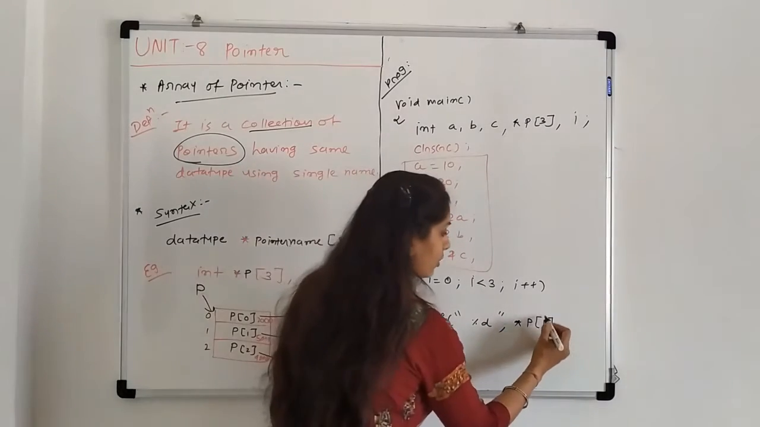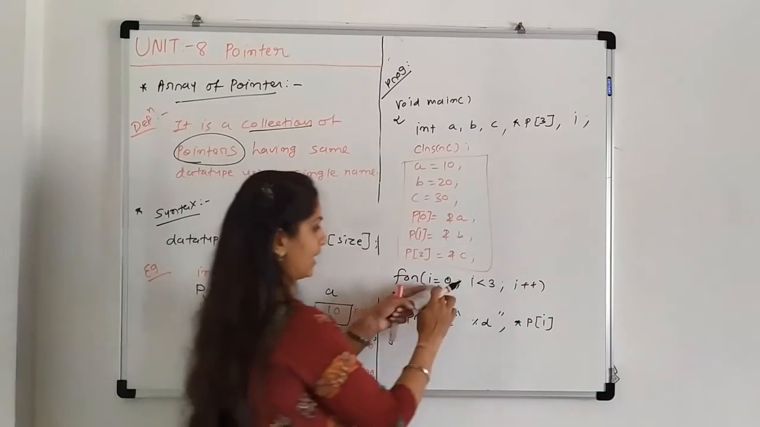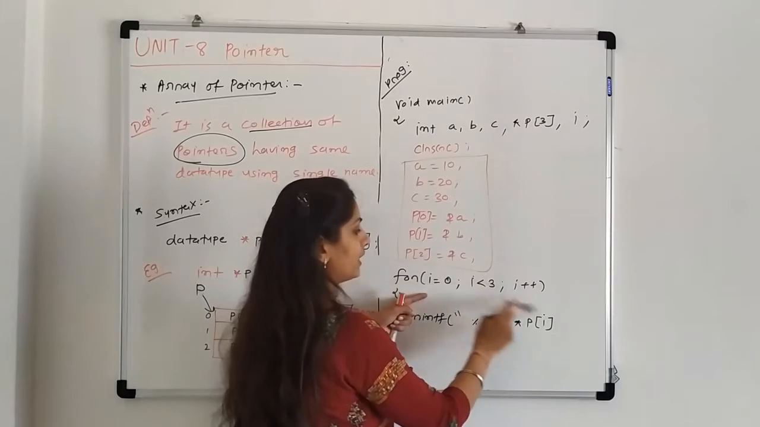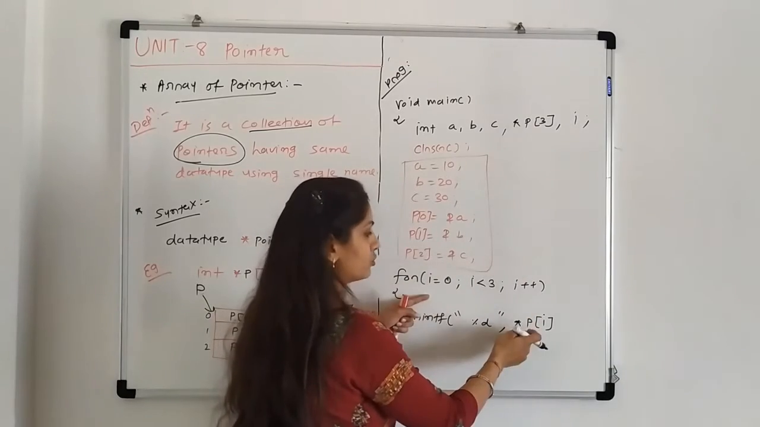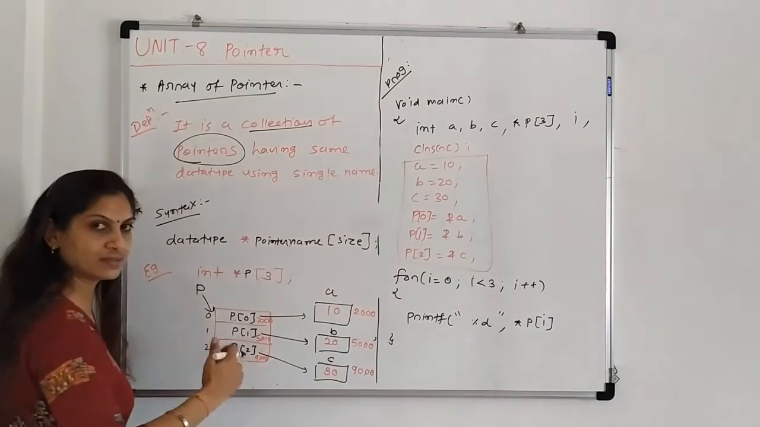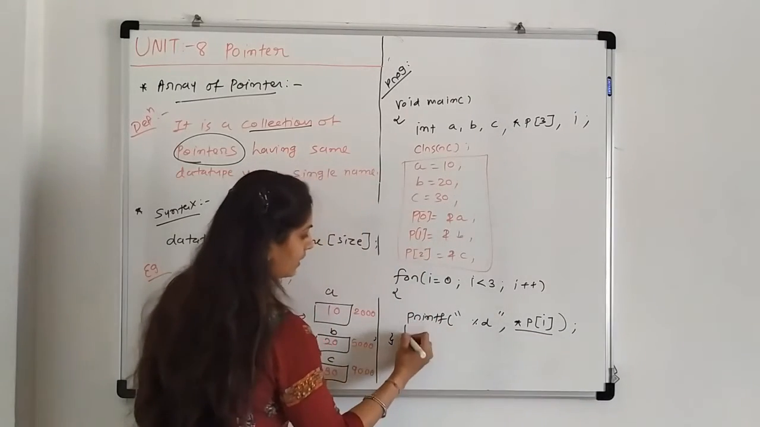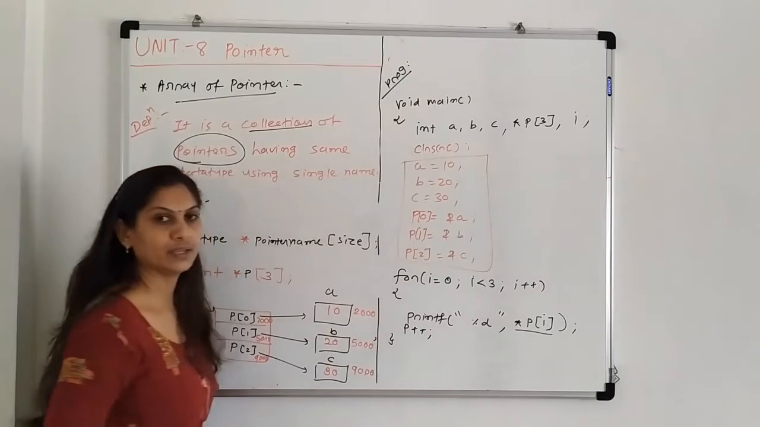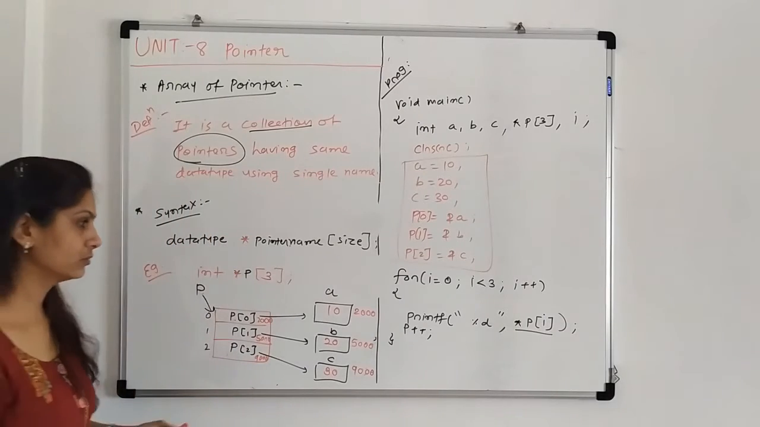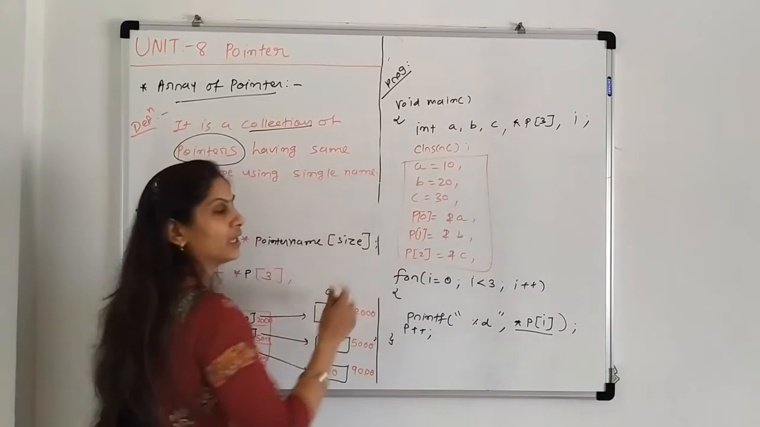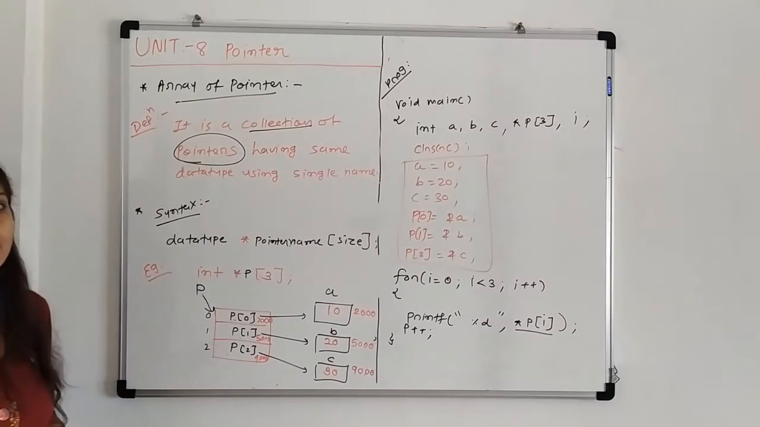So inside the bracket, what are we writing? I is 0, then P0. Now I is incremented by 1, so P1. I is incremented, P2. Something like that, it is incremented. So here what do we have to write? P of I. And then the pointer is again incremented. Clear? So this is the logic for printing 10, 20, 30 of an array of pointers.